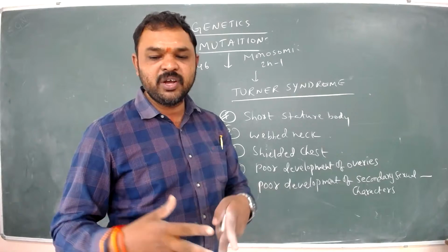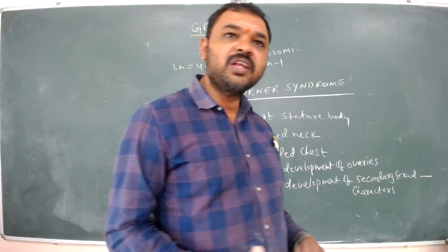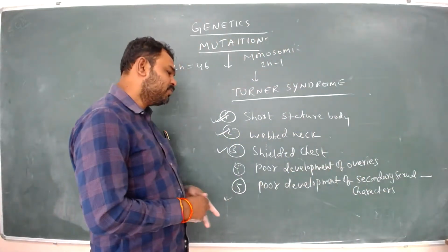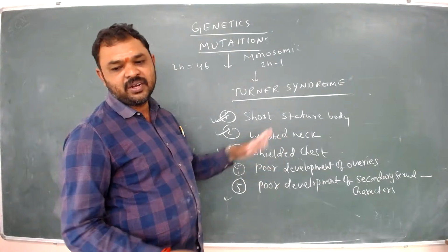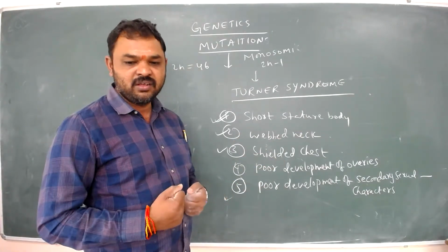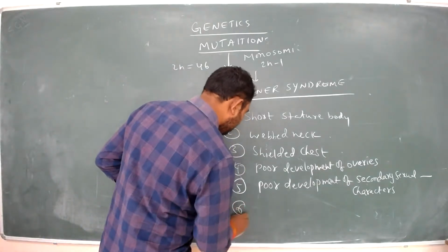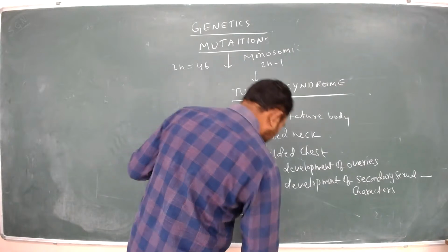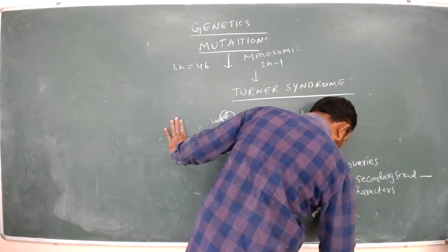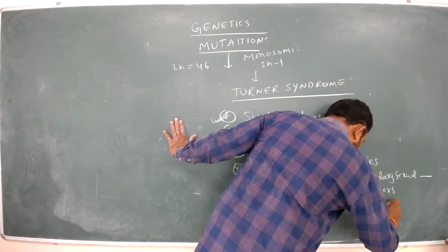On attaining puberty, at 12 to 14 years old, secondary sexual characters develop. But these characters could not develop in Turner syndrome, because the female sexual hormone, estrogen, is at a low level.